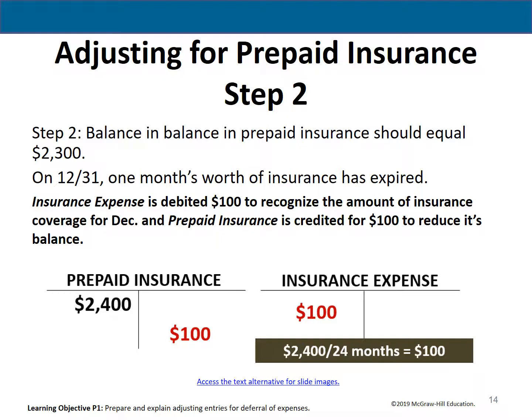But by December 31st, the question comes, did any of that insurance go away? Did any of it expire? Did we use any of that policy up? And the answer is yes, 1 month's worth.